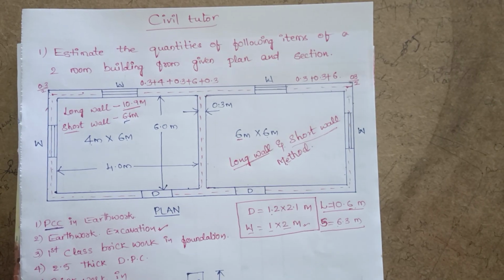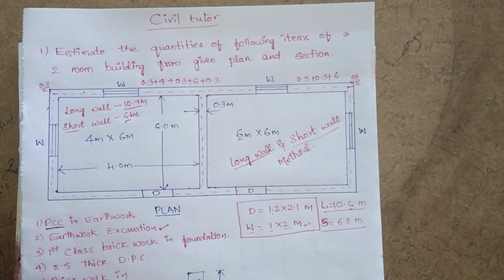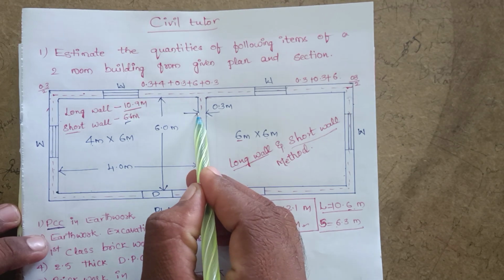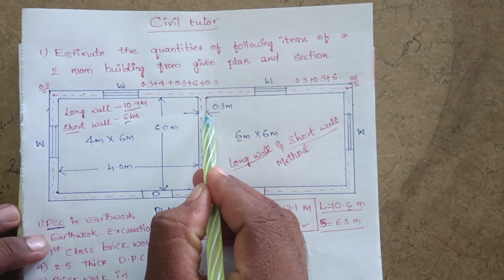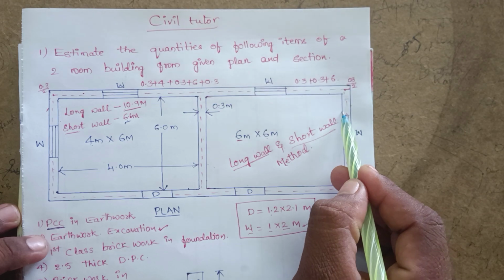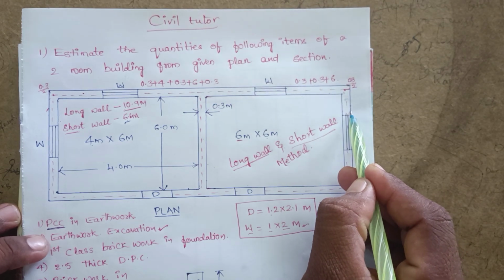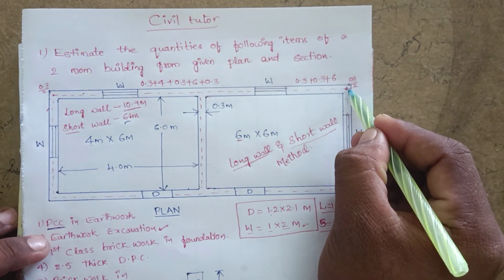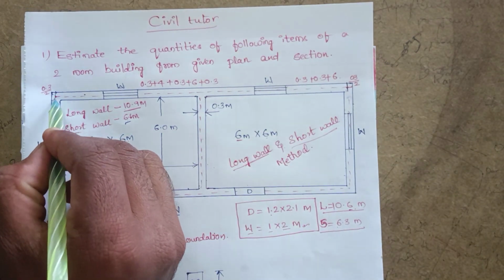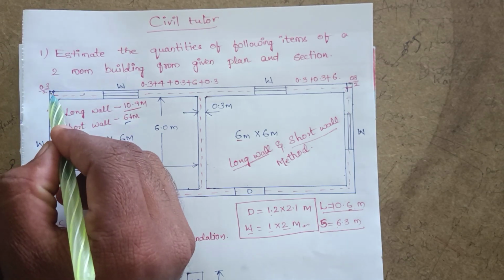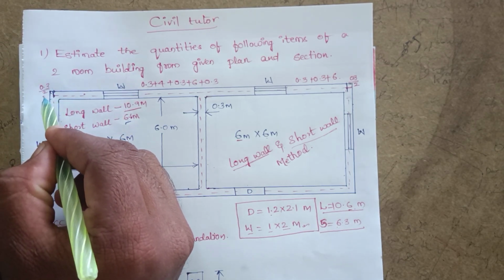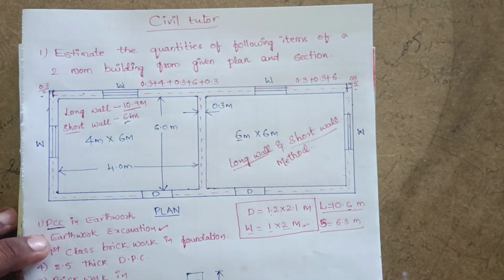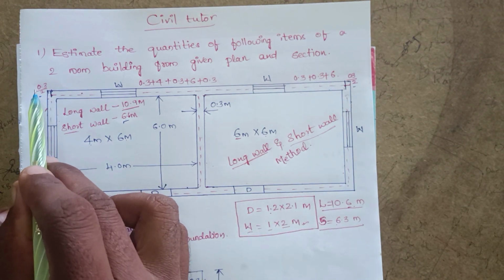First of all, we need to calculate the center line lengths of the long wall and short wall. Here 0.3 is the wall thickness, plus 4 meters of inner to inner dimension of the first room, and 0.3 is the middle wall thickness, and 6 meters is the second room inner to inner, and 0.3 is the wall thickness. We need to calculate the distance from here to here. For calculating this distance, we need to subtract 0.3 by 2 on this side and 0.3 by 2 on this side. We need to reduce 0.3 from the overall length.